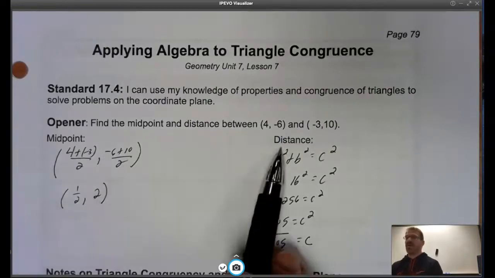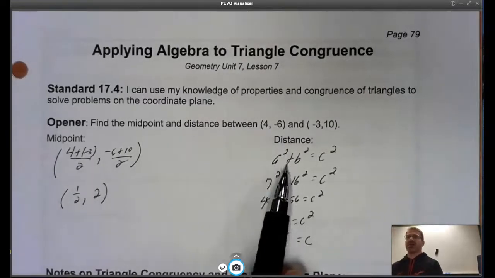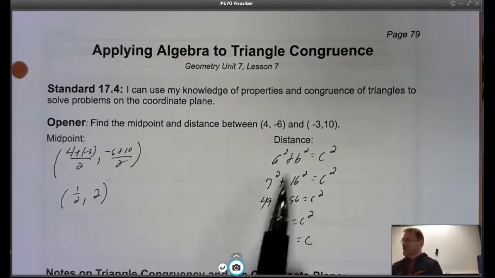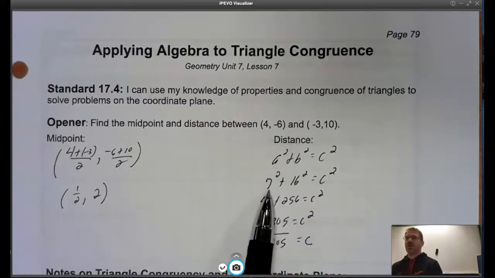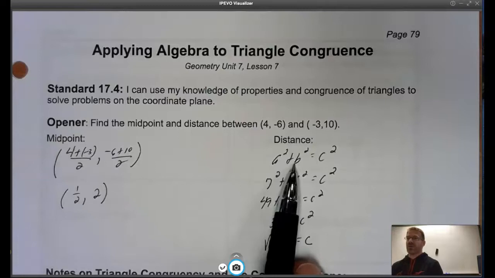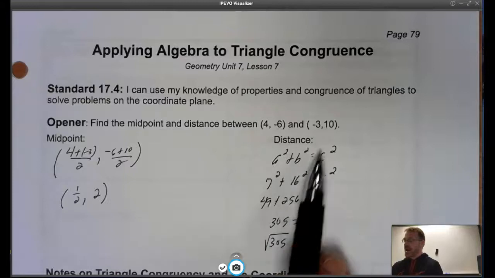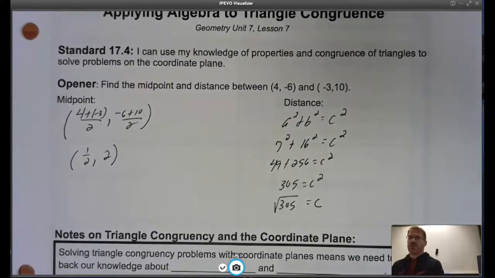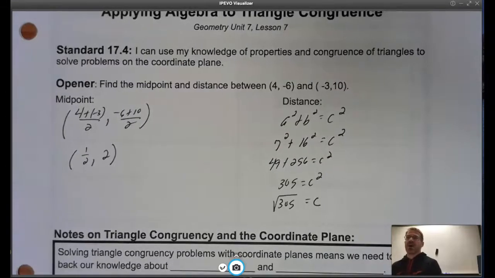Now, with the distance formula, remember, we're really using the Pythagorean theorem. A represents the horizontal length. So when I go from 4 to -3, the horizontal leg of that triangle would be 7. And then B represents the vertical change, or the vertical leg of that right triangle. So when I go from -6 to 10, I change 16 units. Then we have 7 squared plus 16 squared equals c squared. We add everything and we get the square root of 305 as the distance between (4, -6) and (-3, 10).